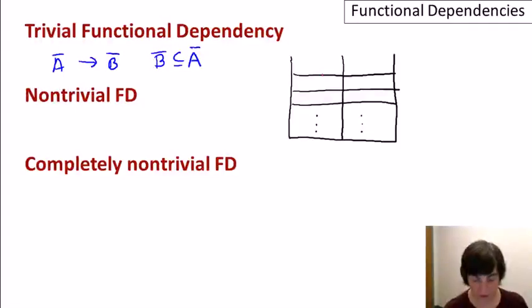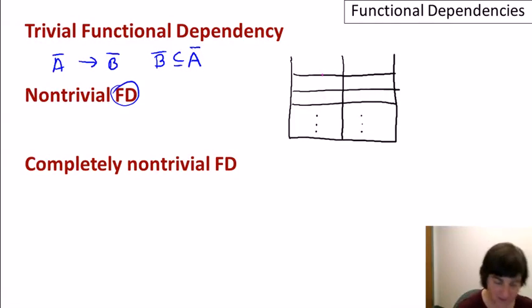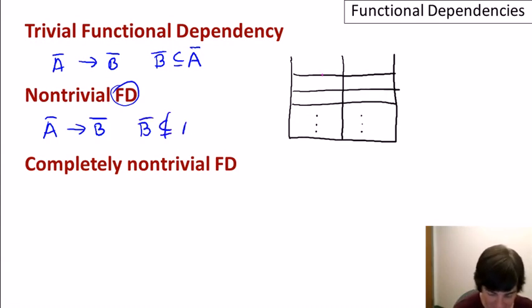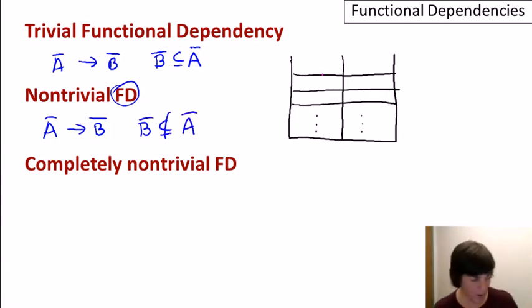their entire expanse here for A's, then obviously they're also going to have the same values for just this portion here, the B portion. So that's why it's called the trivial functional dependency. So a non-trivial functional dependency is a functional dependency that's not a trivial one. By the way, FD is a common abbreviation for functional dependency.